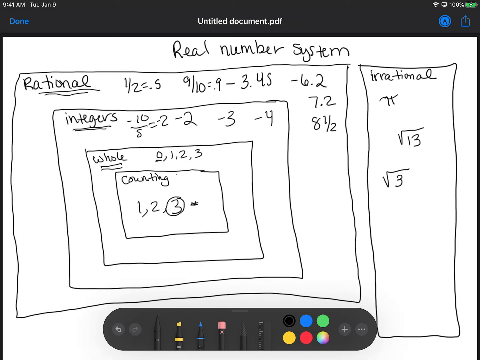Same thing for integers. Negative 3. Negative 3 is an integer and a rational number. It goes outward. Okay, but let's say that 8.5 is only a rational number. It's not an integer, and it's not a whole number, it's not a counting number. You can't go in this way. Can't. Okay?